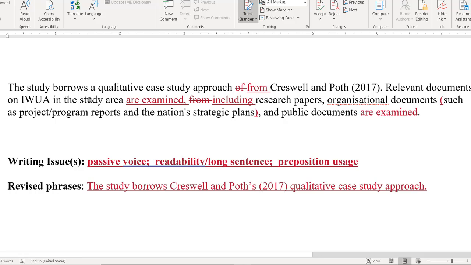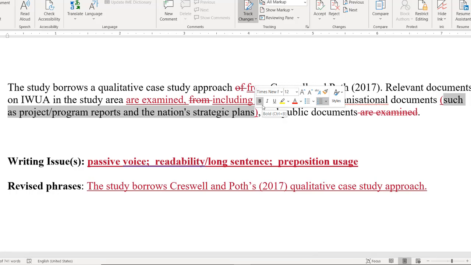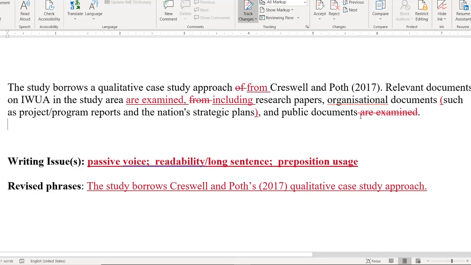Relevant documents on IWUA in the study area are examined, including research papers, organizational documents, such as projects, program reports, and the nation's strategic plans. Because this is such a long parenthetical, it's better to put it in parentheses here, and public documents. Then you don't have this verb at the very end. This is one thing I see a lot in research papers that I edit, is the verb is like 2 sentences down or 2 lines down, and I forget what it's doing, what's the in-between that it's examining.